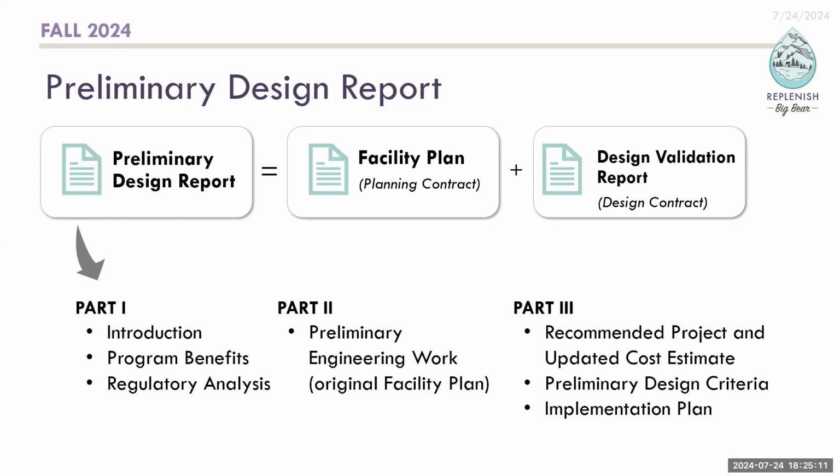So part 1 will have the introduction to the program, highlight the benefits, and the background of the regulatory analyses we performed. Part 2 is basically what the facility plan was, a lot of the engineering work, what technologies we looked at, what we did for piloting, and what the findings were from that. And then part 3 is more design focused: the recommended projects, the treatment train we recommend that we are confident can hit these limits or exceed them. And then an updated cost estimate, along with some preliminary design criteria and implementation plan, which is how do we get from point A to point B on a timeline and contractual mechanism, et cetera.